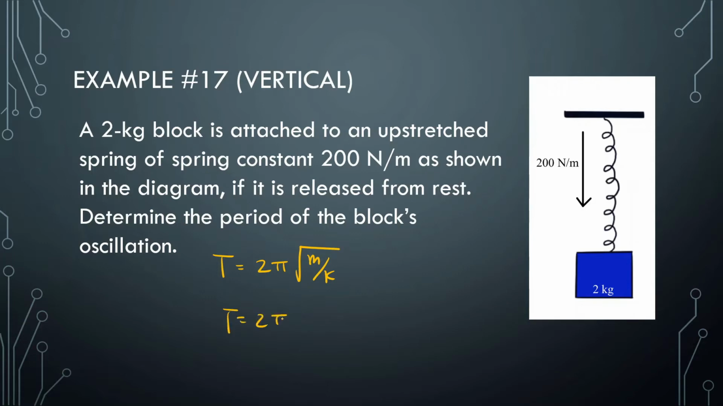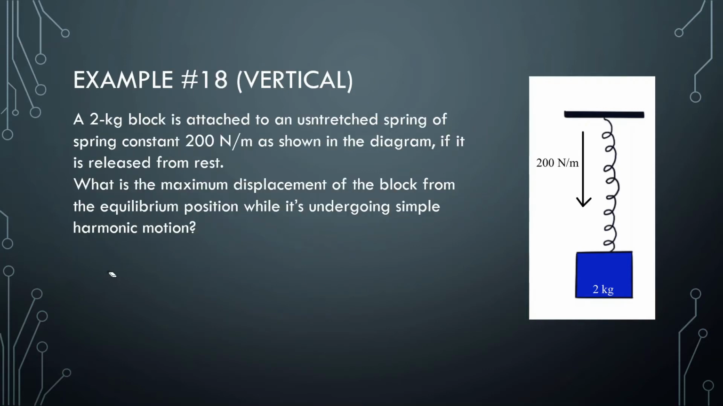Period is equal to 2π times the square root of mass, which is 2, over k, which is 200. Plug this into our calculator: square root of 2 divided by 200, and we should get around 0.63 seconds. So again, even though it seems different, we can treat it the exact same way because mathematically it works that way.